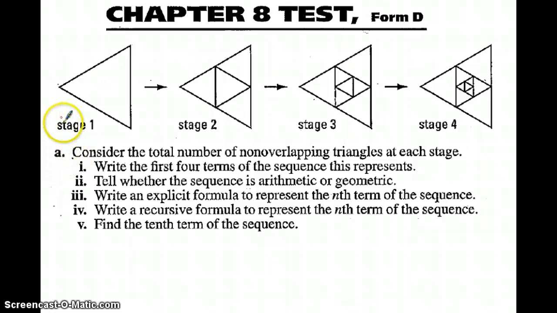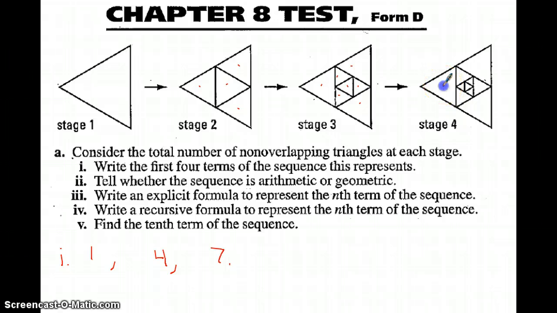Okay, consider the total number of non-overlapping triangles in these stages. So I guess I should write the first 4 terms of the sequence. In the first one, this is one triangle. Can't really argue with that. In the second one, non-overlapping triangles. So I can't really count the big one as a triangle because it overlaps with these little ones. So in separate triangles, what they're getting at here is there's 4 there. In the third one, there's 1, 2, 3, 4, 5, 6, 7.